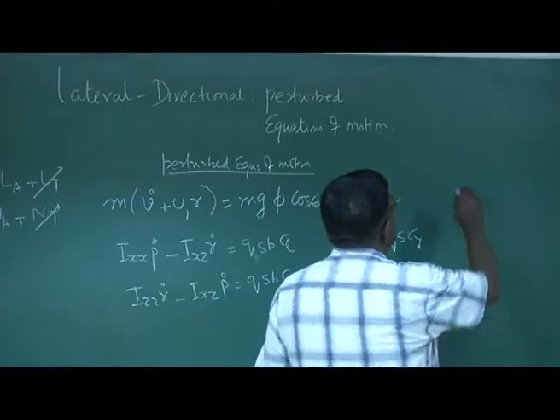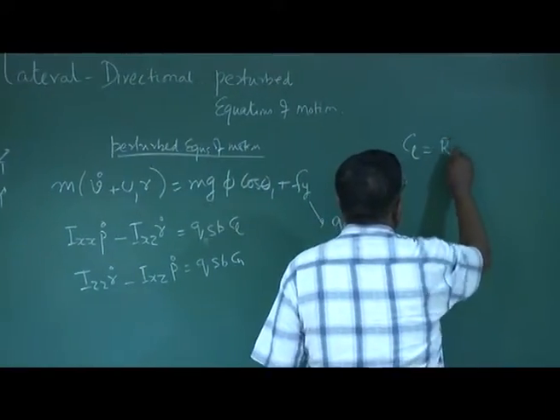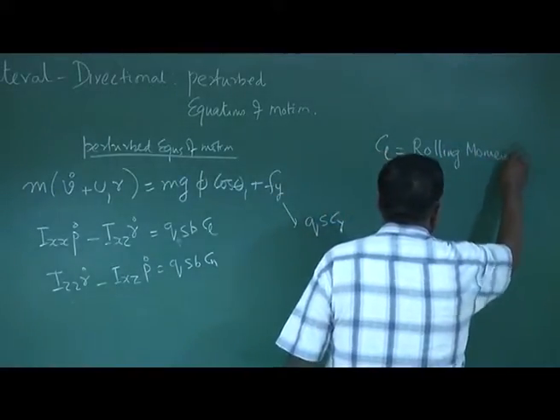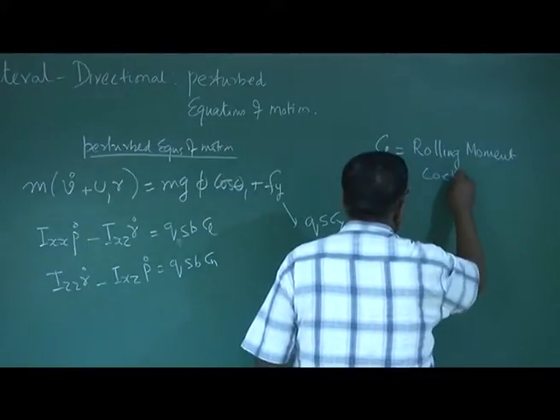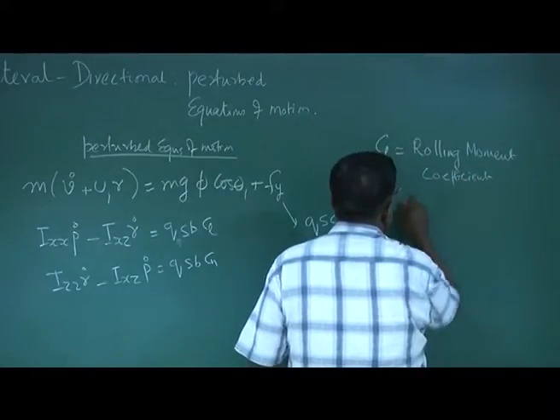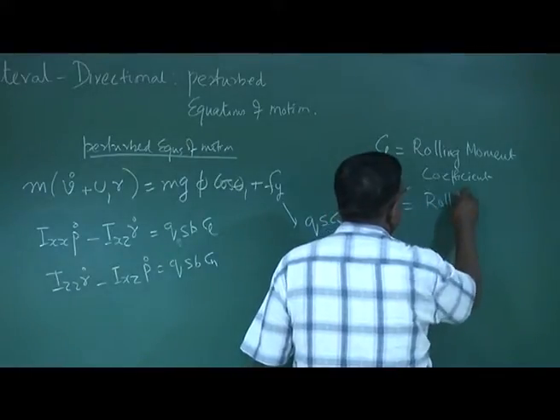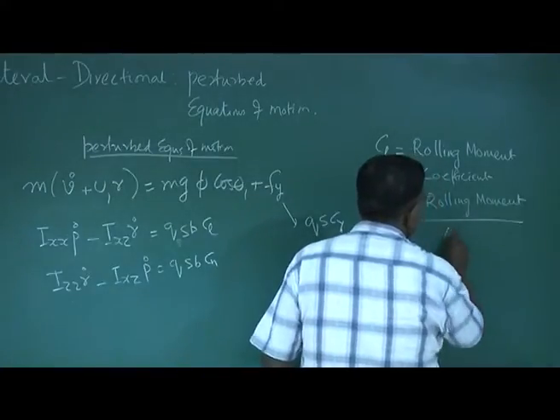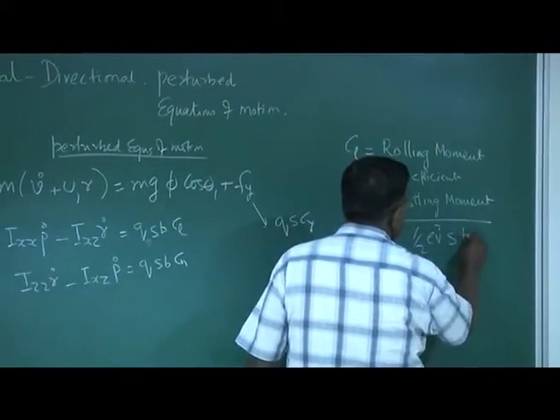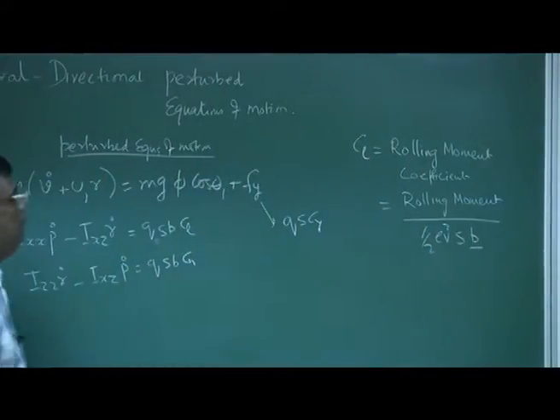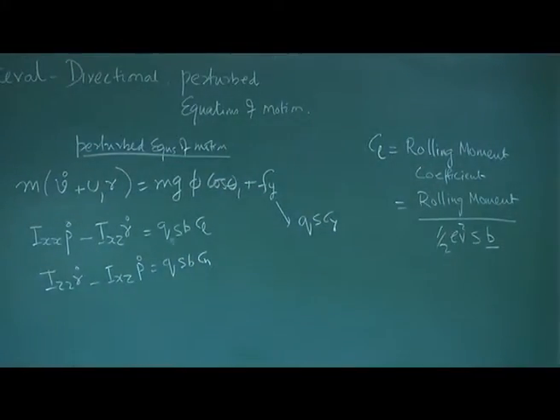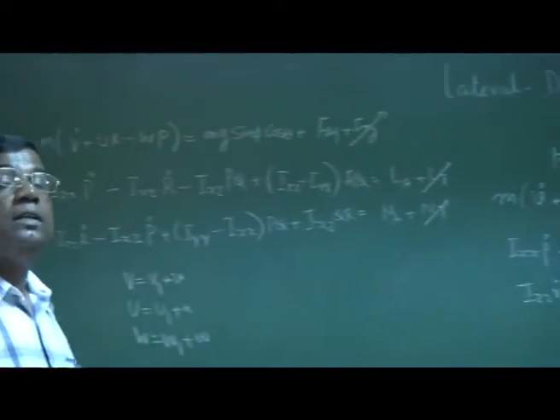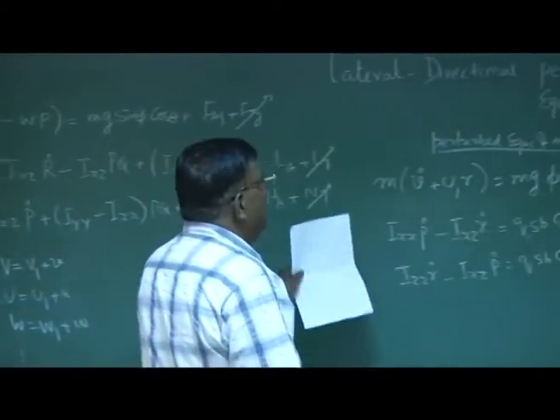You know by now that Cl means the rolling moment coefficient, defined as rolling moment divided by half rho V squared S into b. Please note that for the lateral and directional case, the non-dimensional length conventionally used is the span, not the chord like we use in the longitudinal case. Okay? So this is the perturbed equation of motion.